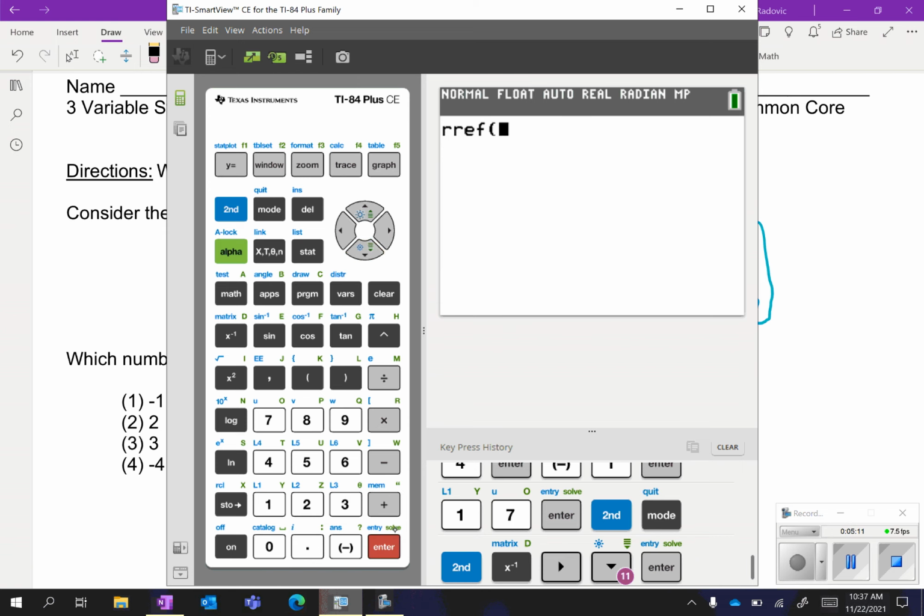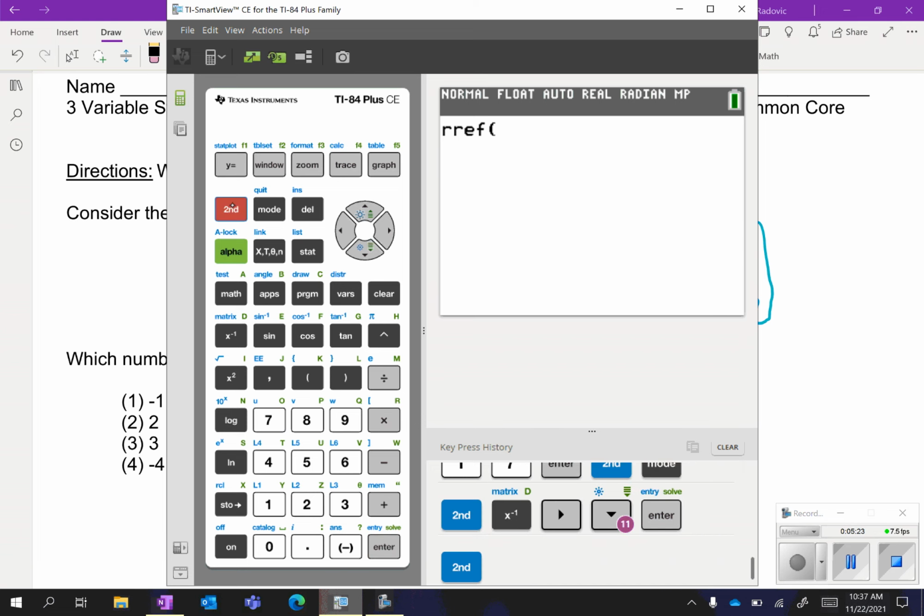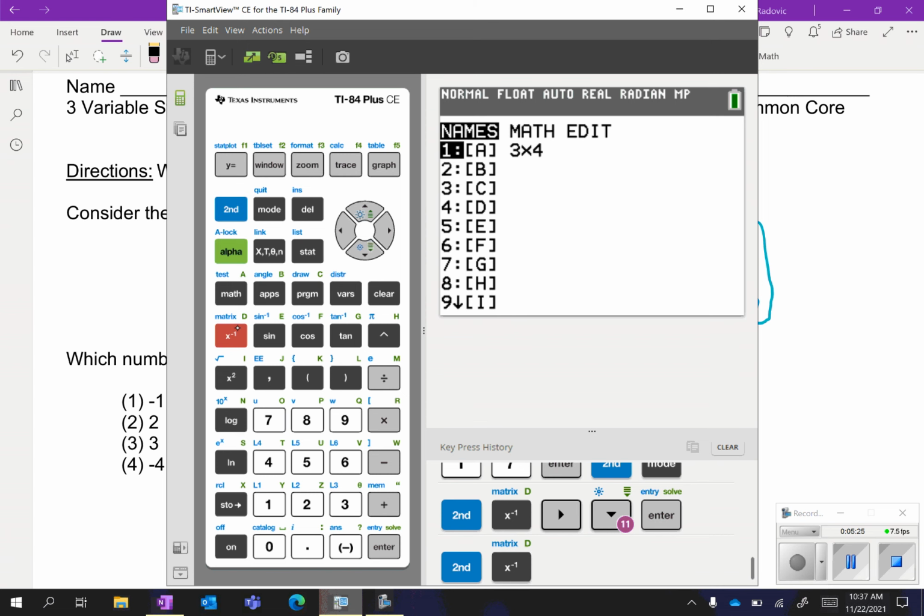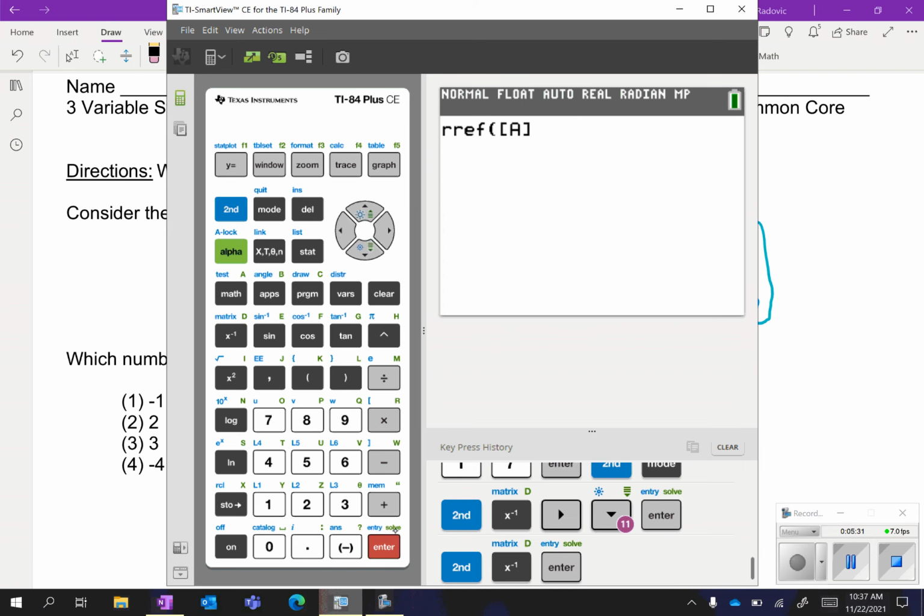So this is telling your calculator to solve the three variable system. But now you need to tell it what system to solve. We have matrix A. You need to tell it to solve matrix A. So we're going to go back to second matrix. And now we're going to choose matrix A, which is our 3 by 4. We are going to hit enter.